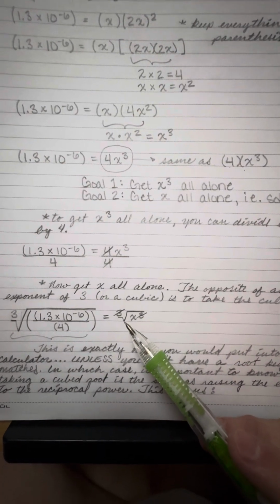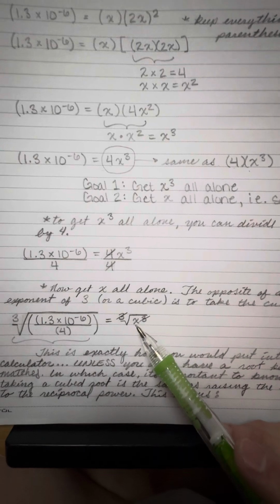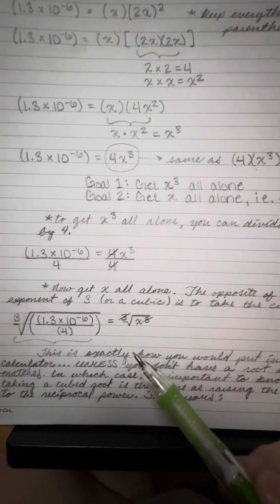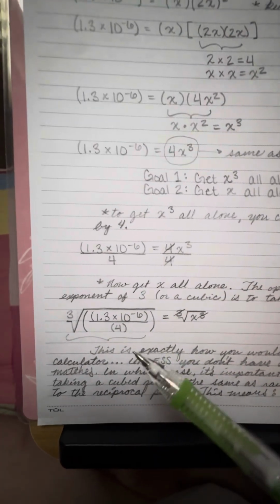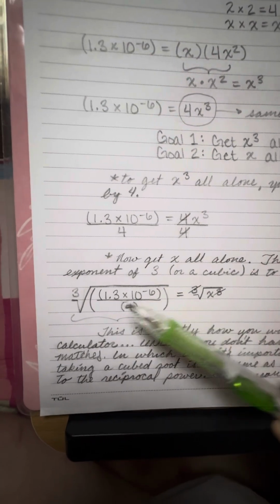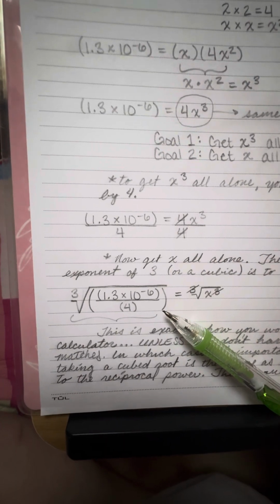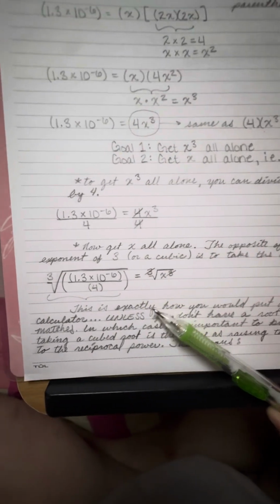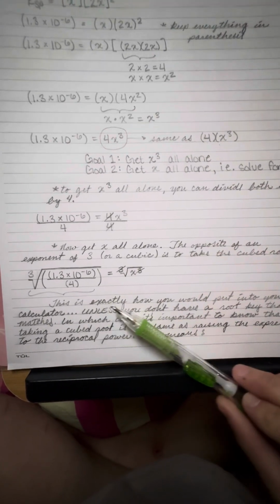So many people say it so many different ways. Okay, you take the cubed root of both sides. Those 3's cancel. Cubed root of all of this. Now, notice how I am writing this. I am writing this with each pair of parentheses, okay? Because this is how you're going to put it in your calculator. This is exactly how you would put it into your calculator.